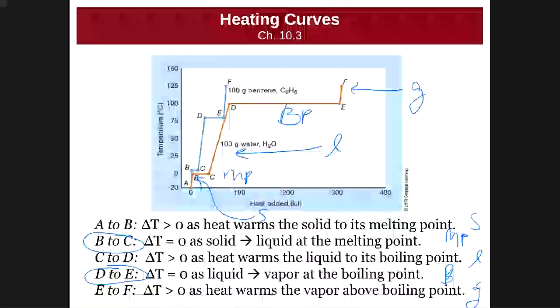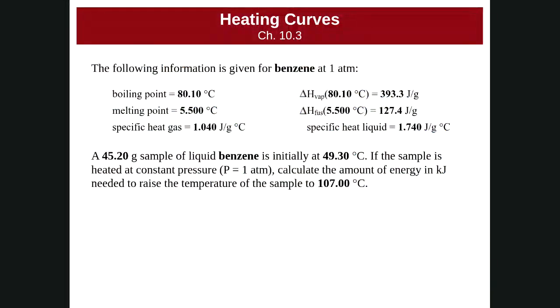All right, so let's see what we can do with all of this information in an example. The following information is given for benzene at 1 atmosphere. First, we have a 45.20 gram sample of liquid benzene. It's initially at 49.3 degrees Celsius. So we don't need to build the melting point. We are already above the melting point, so we don't need to worry about solid benzene at all.